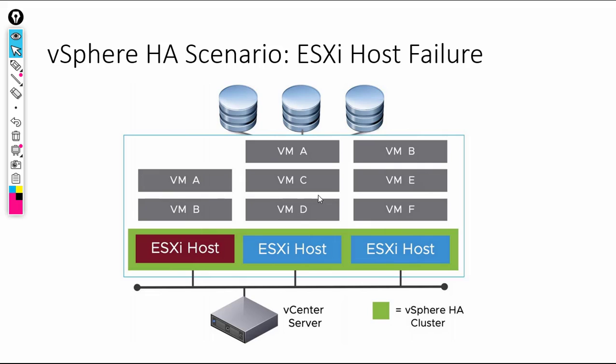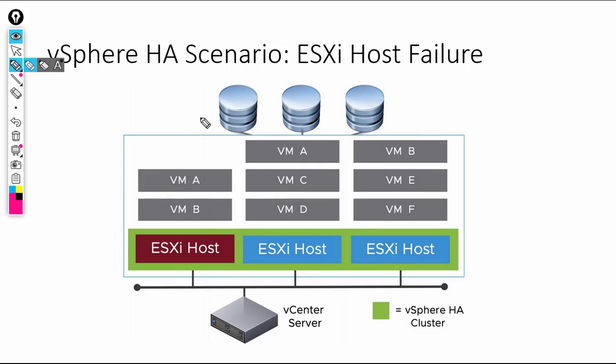So the first scenario is when your ESXi host goes down. ESXi host failure. In this situation, vSphere HA detects which virtual machines were running on that failed host and reboots those virtual machines on another host.